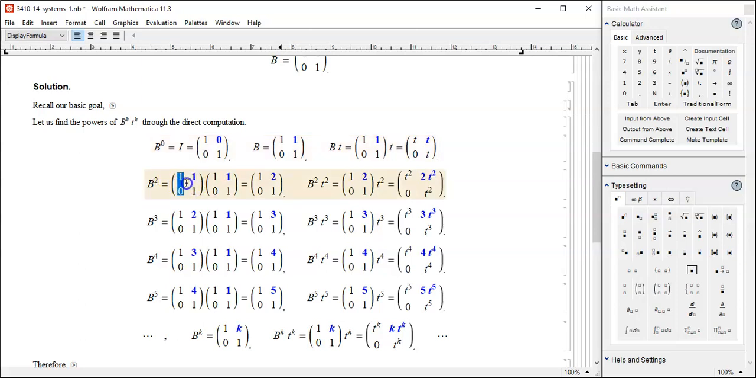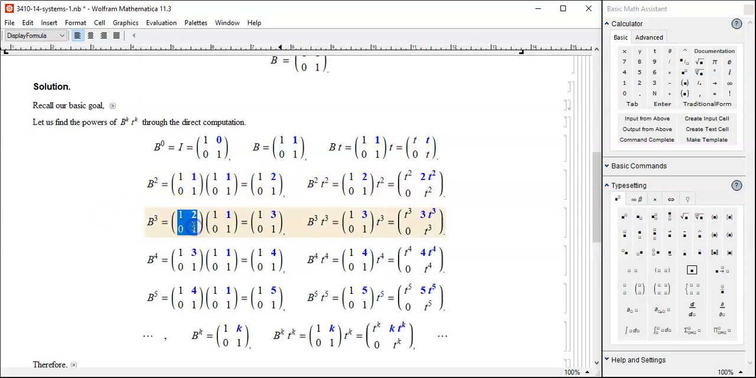And then this is B squared. B times B, and it turns out, everything stays the same. This is 2. That's interesting. And then multiply by t squared. Okay, everything stays the same. t squared, 0, but this one is 2t squared. Are we going somewhere? Let's see.